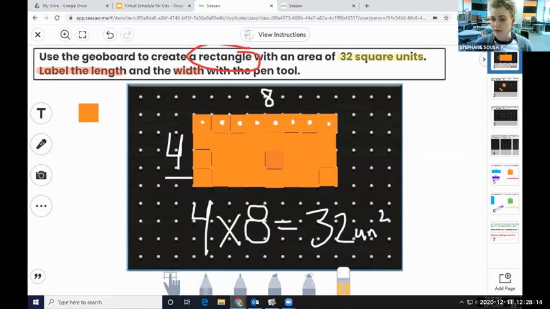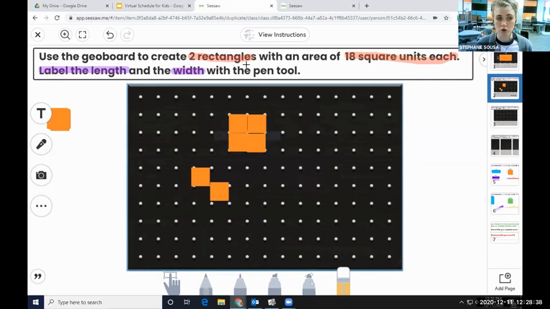All righty, so I am going to send you into your breakout rooms now. You are going to work on slide 2. Show me with your fingers what slide you're going to work on. What slide? Good. Slide 2, only slide 2. Don't move on. I'll give you about 4 minutes. 4 minutes, I think, is a fair time to create 2 rectangles with an area of 18 square units each. Okay. All righty, I will be popping in and out to check in with you and see how you are doing.